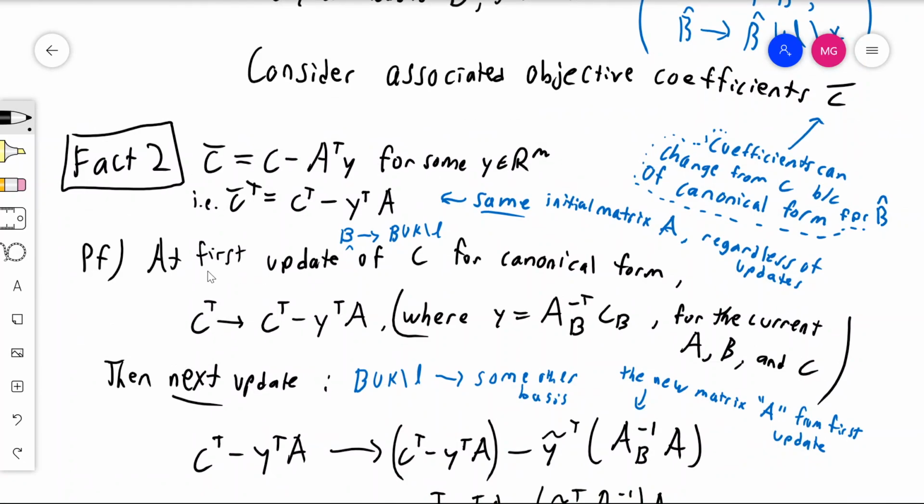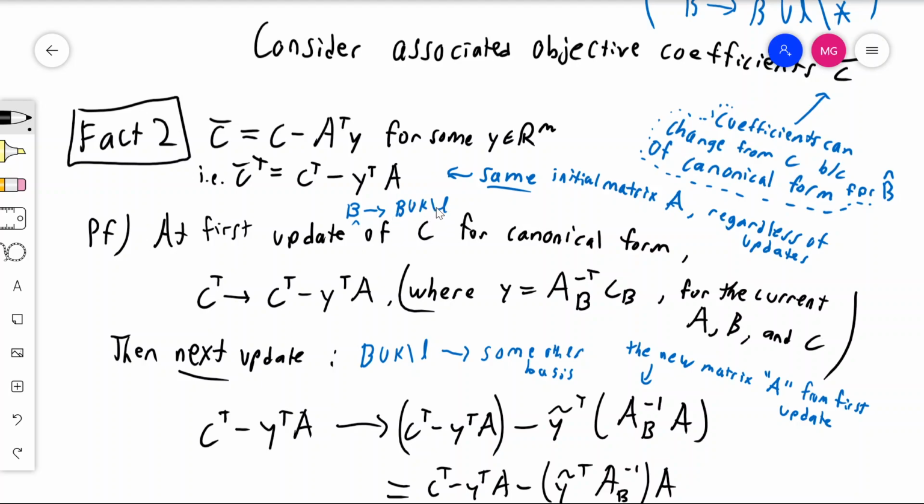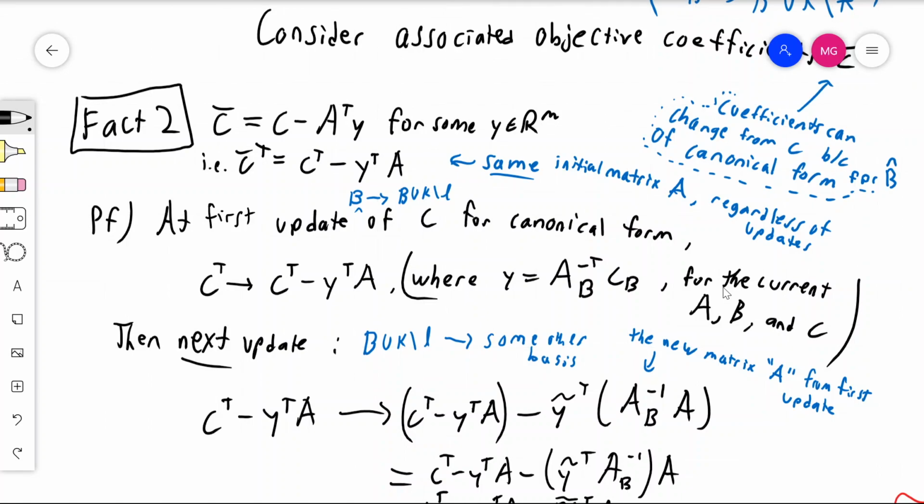So we can see that it's true at the first update of this vector C for canonical form. What happens? You start at the basis B, and then you do this iteration, and that puts you in this new basis, where you've exchanged K and L, you've added K, taken out L, and now you have to put things in canonical form for this basis here. How do you update? You go from C to the prior C here minus Y transpose A, but here we specifically know what Y is. It's exactly A_B inverse transpose times C_B. And that comes from the canonical forms video. We showed that was true from the video on putting things in canonical form for a basis.